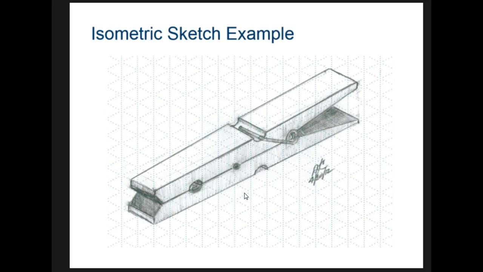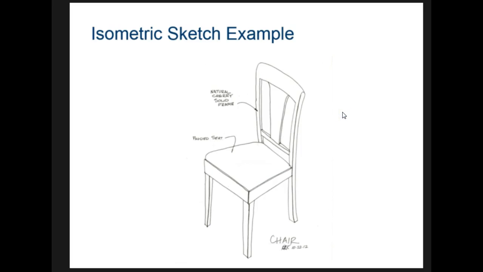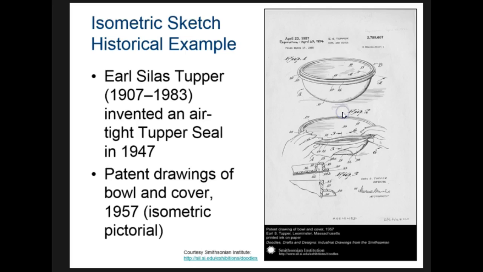These are just a couple of examples. You do not need to draw these, but notice how we would draw some real life objects in isometric. A clothespin, a chair, or even, this is from a sketchbook. This is from Mr. Tupper. We looked at something else of his earlier, and that's his Tupperware in isometric.